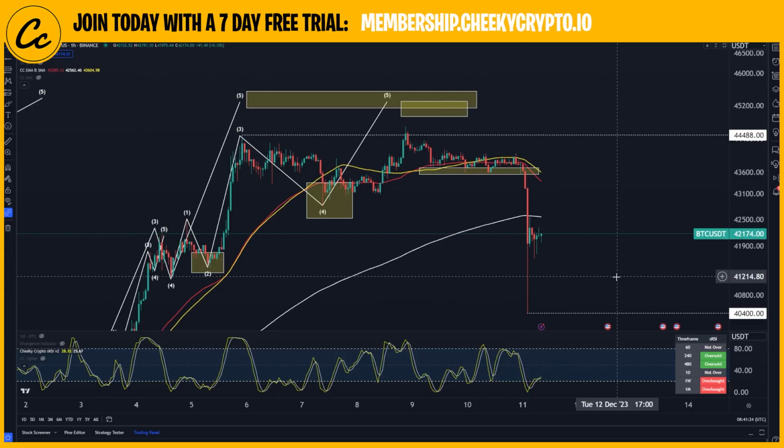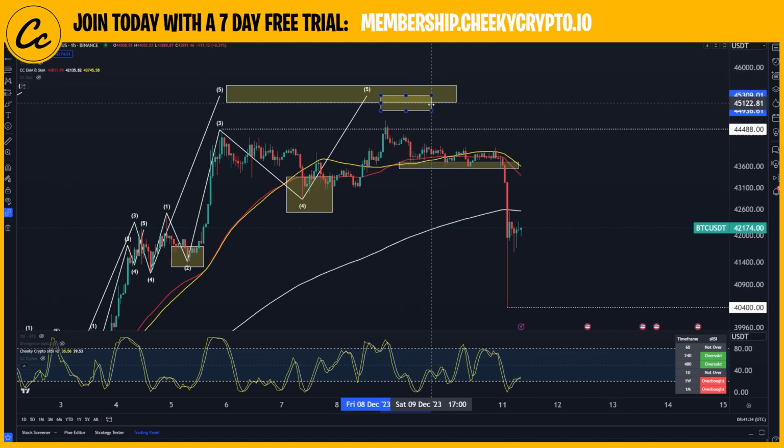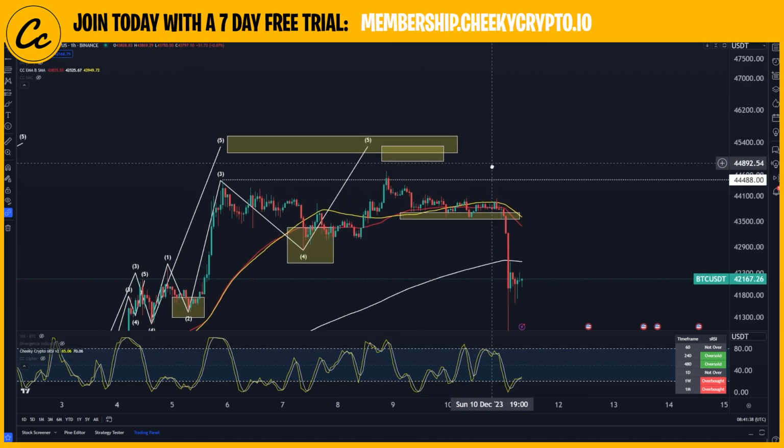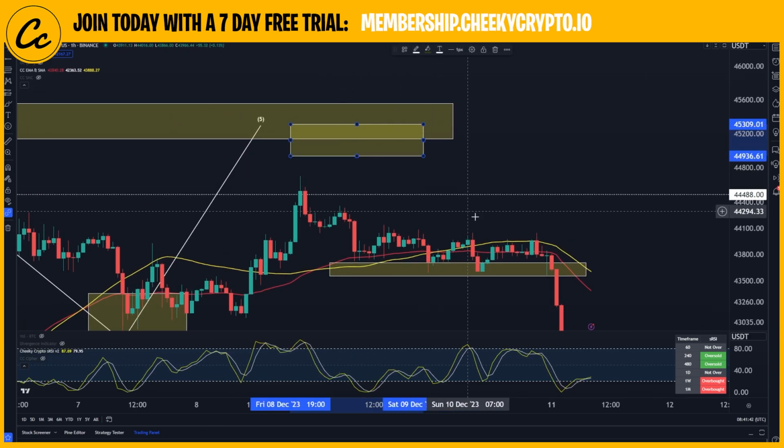Okay guys, so here we have Bitcoin paired up with USDT. We are on the 1 hour time frame to start with, and we are using Binance as the data source. Following on from the previous videos that we've been doing here at BEWGG, we were targeting this little yellow box. Let me zoom in to make this a little bit bigger for you guys. Right here, it's at 44,936 to 45,309.